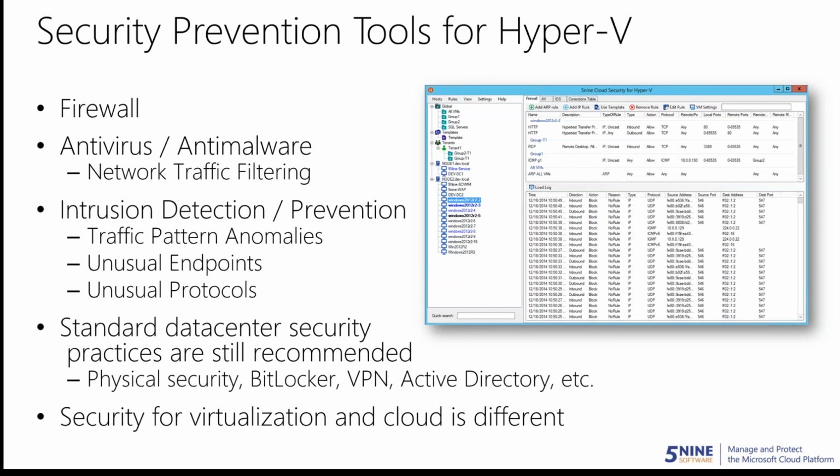Now, these three features are key to having with virtualized environments, but that's not the only security that you're going to need in your data center. You still need to follow traditional best practices because what we're really focusing on here is doing security for the virtualized layer. That's the Hyper-V hosts, the virtual machines, and all those virtualized resources running on them. But of course, you still need the physical security in your data center, VPN, Active Directory for identity, and following all those traditional security best practices as well.